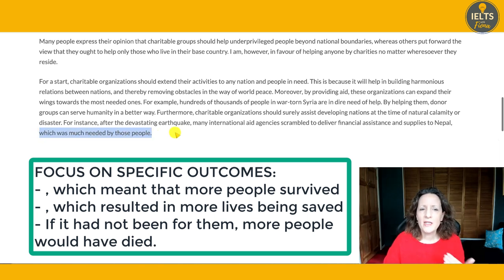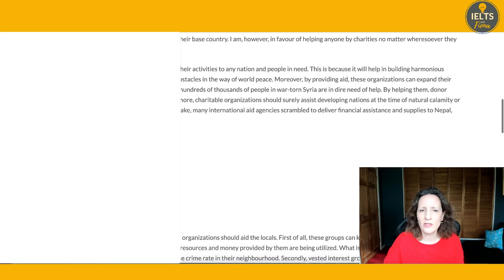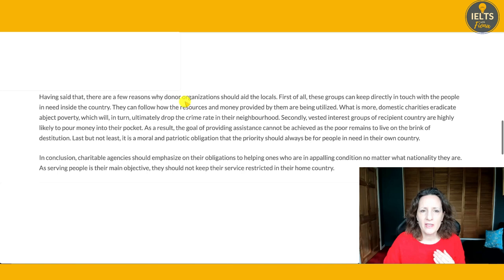So think about what the effect is in order to get your point clearly across. Having said that, there are a few reasons why donor organizations should aid the locals. The locals is a little bit vague. The local people or the people within their own countries would be better. First of all, these groups can directly keep in touch with the people in need inside their country. Okay, good point. They can follow how the resources and money provided by them are being utilised. Good point. That's the explanation.